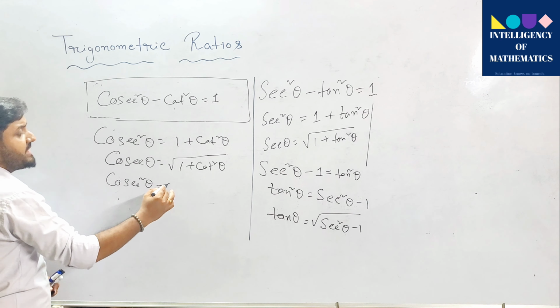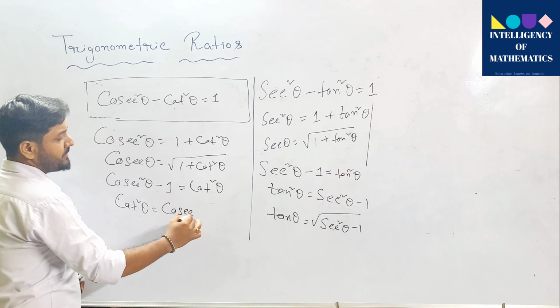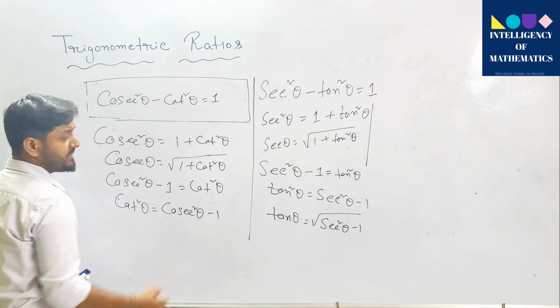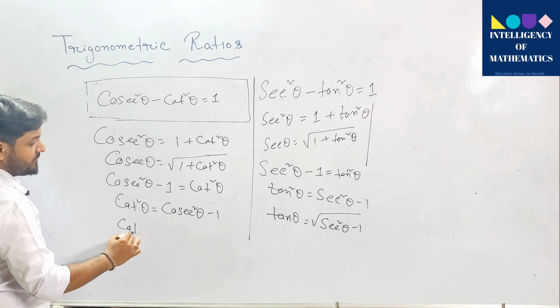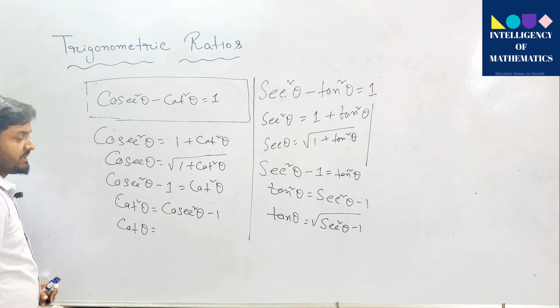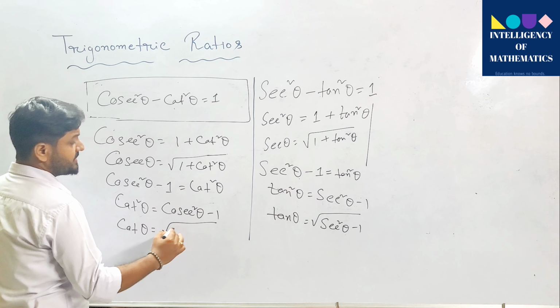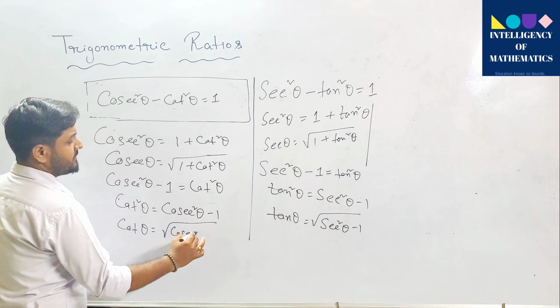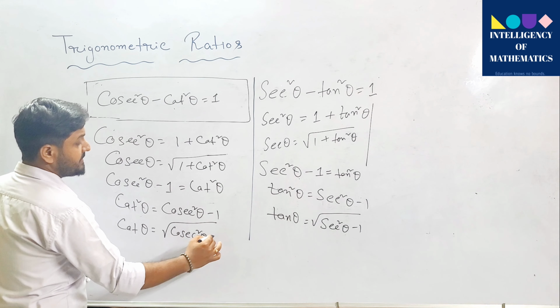Rotate and write, we'll get cot square theta is equal to cosec square theta minus 1. If we need only cot, then we'll get a root under cosec square theta minus 1.